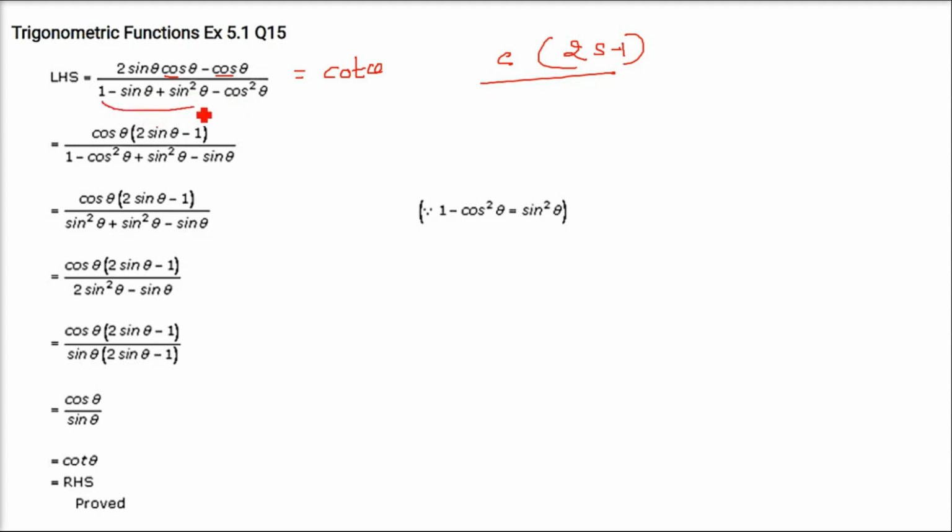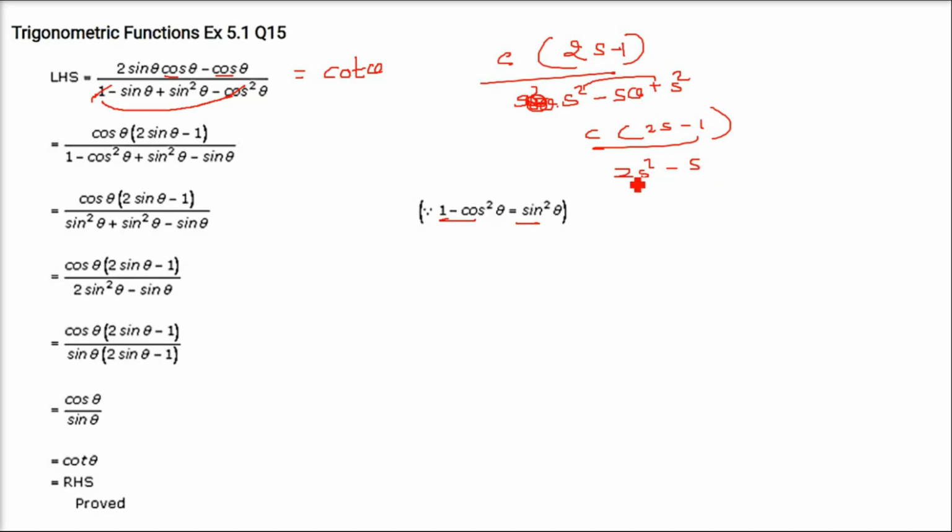So I am taking this 1 minus cos square theta. 1 minus cos square theta is sin square theta. So this becomes sin square theta. Let me write this sin square. Now this has become sin square theta, and you have minus sin theta and then plus sin square theta. So this denominator becomes 2 sin square theta. So cos theta (2 sin theta minus 1), and this will become 2 sin square minus sin theta.